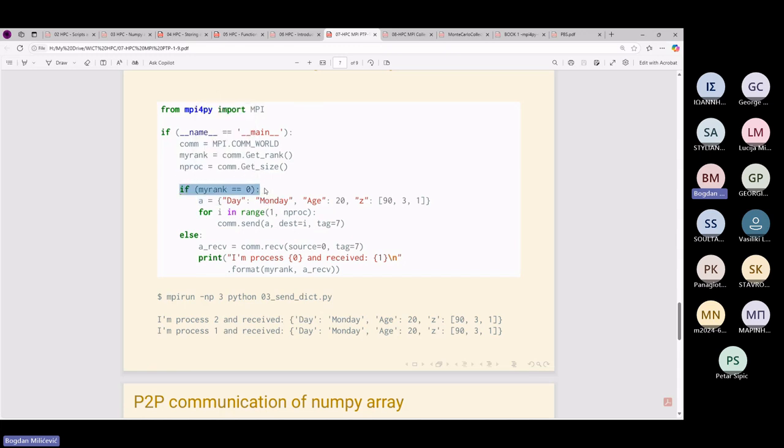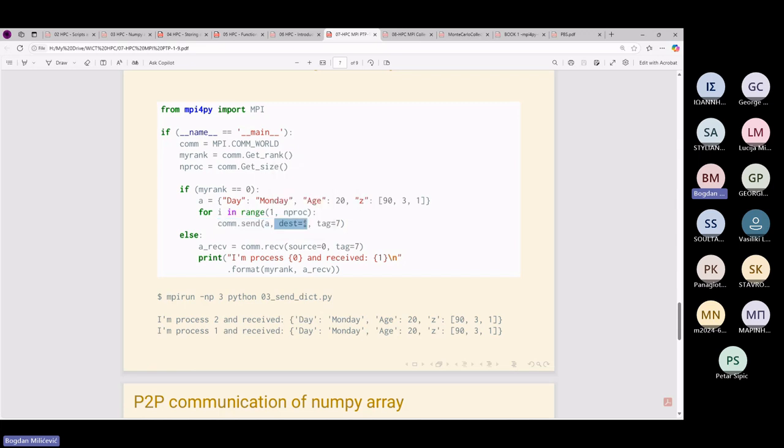If we are the 0th process, then we are creating this dictionary, which has 3 keys: day, age, and z. And the values are Monday, 20, and this list of 3 elements, 9, 3, and 1. And once again, we are using point-to-point communication. So we are sending the data to everyone else. How are we sending the data to everyone else? We go through a loop in which we start from the first process all the way up to the number of processes, and to each of them we are sending this data. We are sending the dictionary.